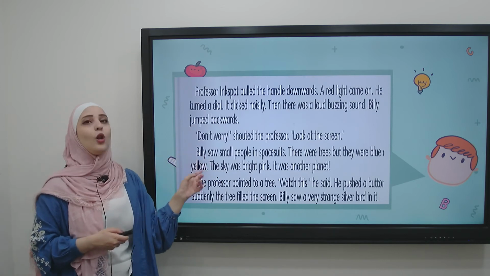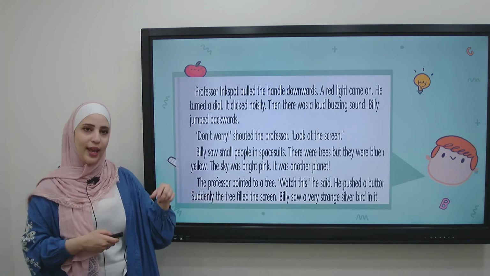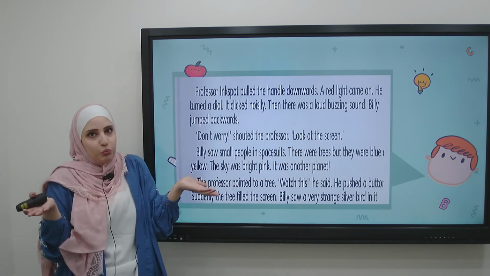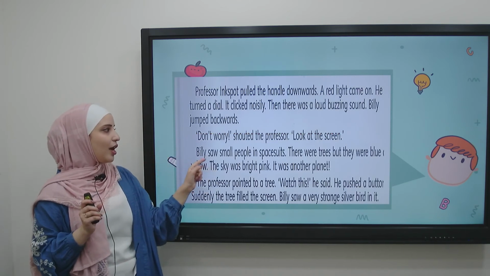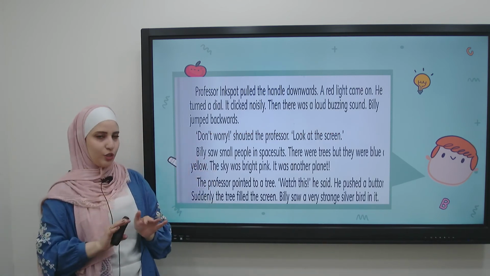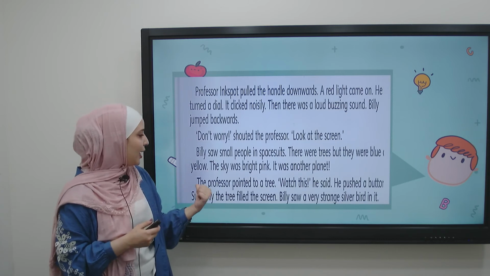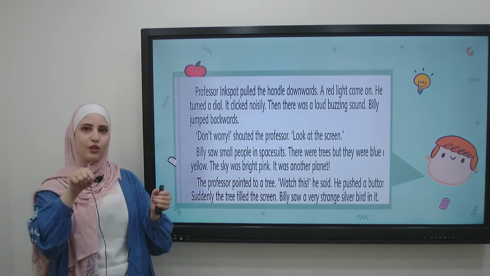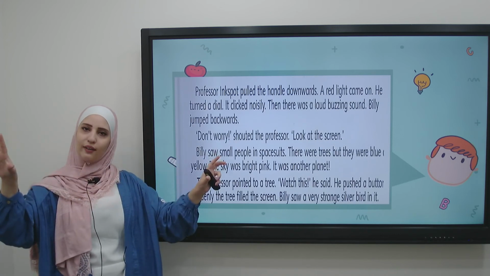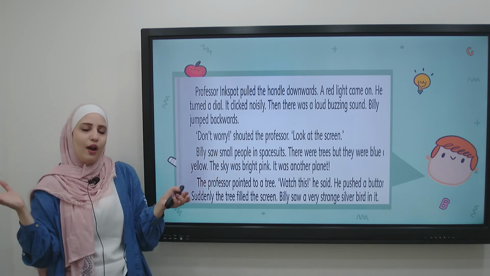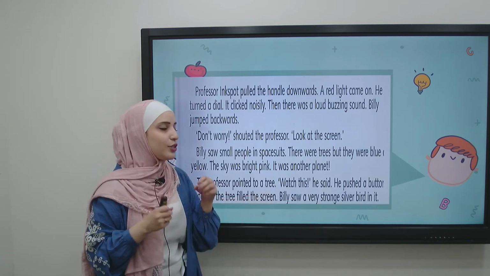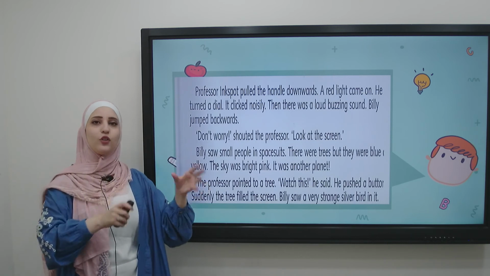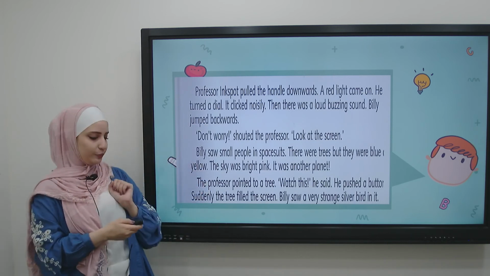Billy saw small people in space suits. And he saw trees, but they were blue, which is strange. And the sky was bright pink, which is strange too. So the professor pointed to a tree. Once he pressed a button, the tree filled the screen. That's amazing, wow! And he saw a strange silver bird. So the color of the bird was silver.